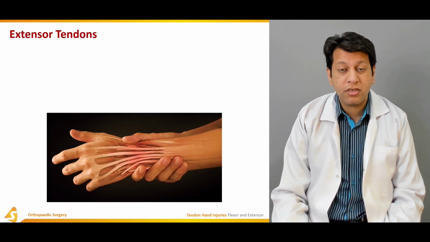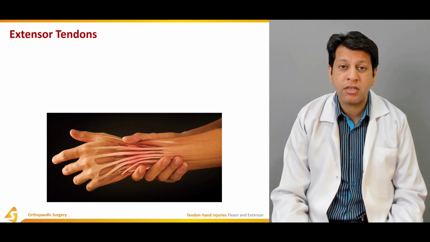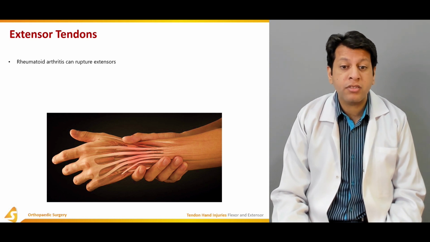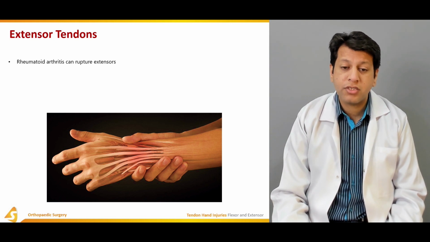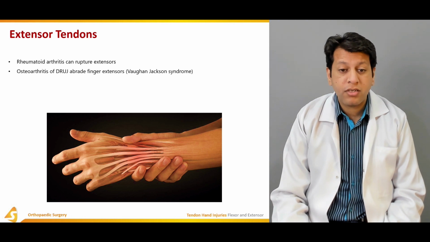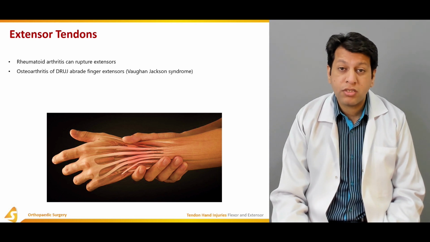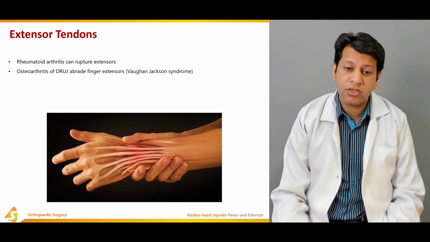Now come to the extensor tendon. Extensor tendons also can get damaged in cases similar to the flexor tendons. Most commonly again, the culprit is rheumatoid arthritis, which has a high propensity to damage extensor tendons. Another cause could be osteoarthritis of the distal radioulnar joint, which can abrade the finger extensors, leading to Vaughan-Jackson syndrome, in which there is excessive flexion as well as ulnar deviation at the wrist joint.